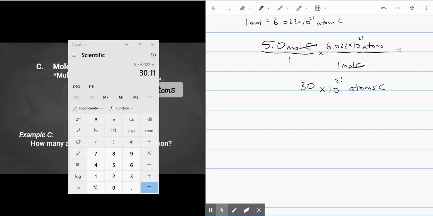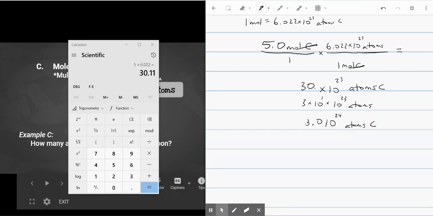But 30 times 10 to the 23rd is the same as 3 times 10 to the 1st. This is my 30 times 10 to the 23rd atoms. And when you multiply the 10s together, you can add their exponents. So that becomes 10 to the 24th. So I have 3, I moved the decimal over 1, 3.0 times 10 to the 24th atoms of carbon.